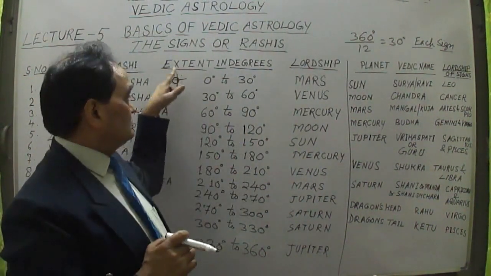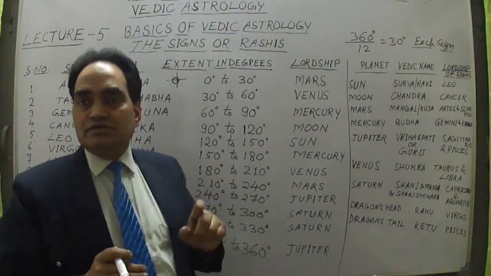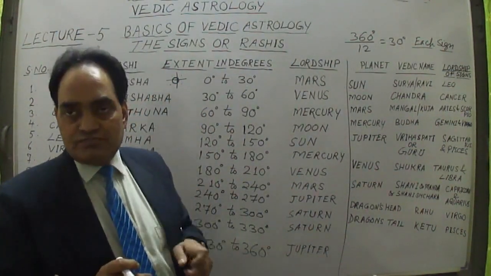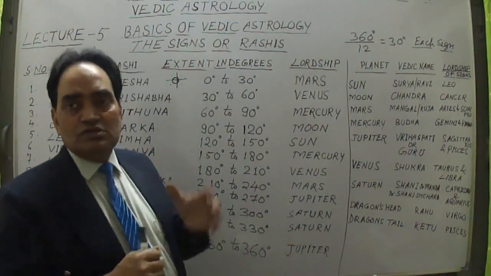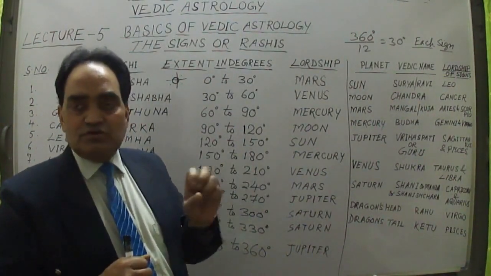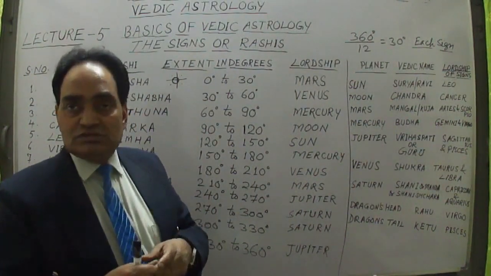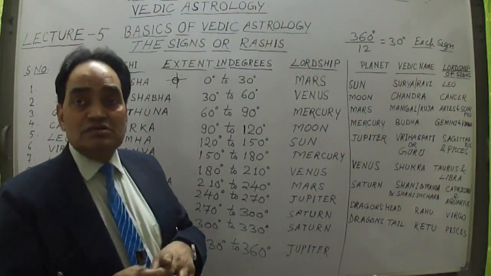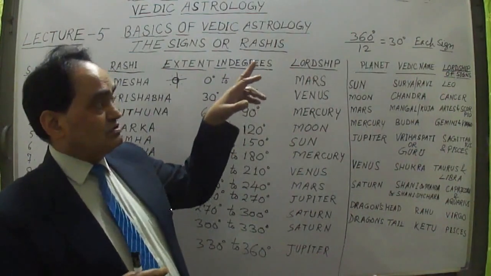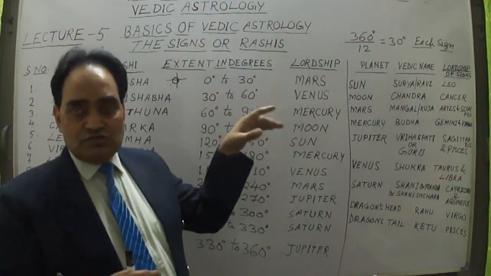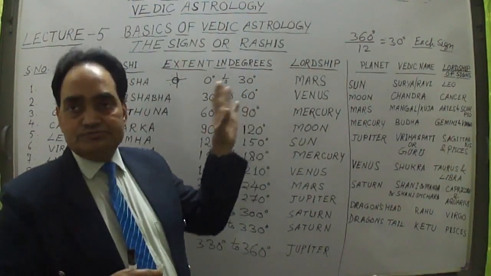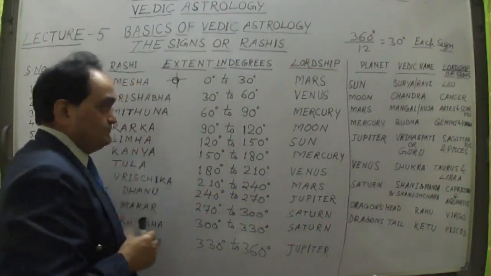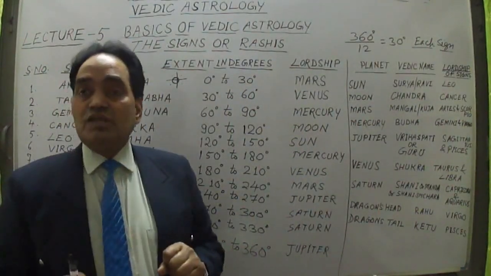Now, these 360 degrees are divided into 12 signs, right? 12 signs or 12 Rashis. Now, what are these Rashis? So, if 360 is divided by 12, each sign will be equal to 30 degrees. So 360 degrees divided by 12, 12 threes are 36, so 30 degrees each sign.